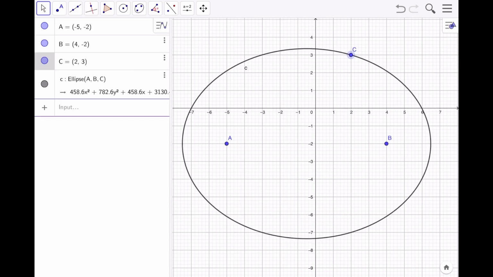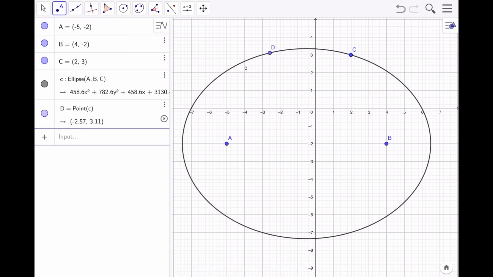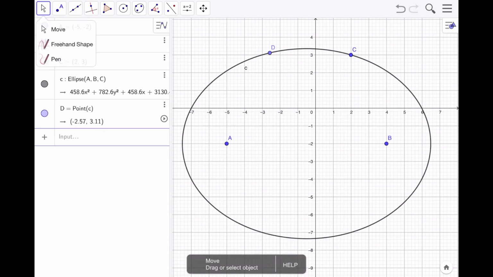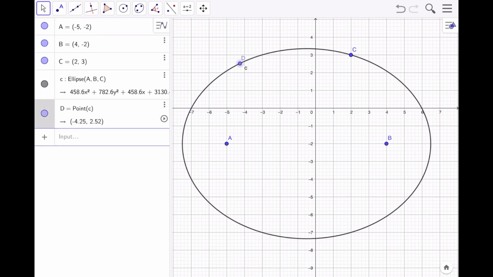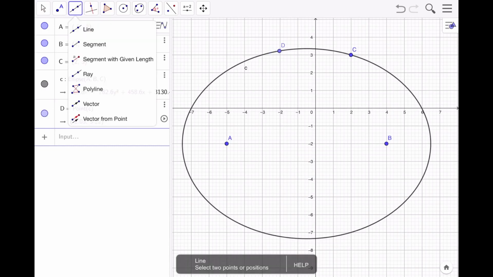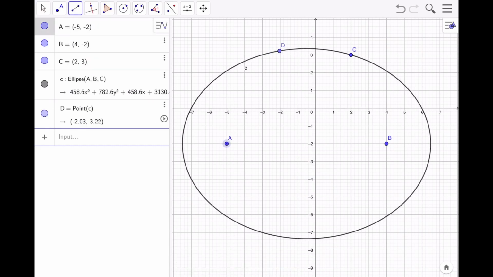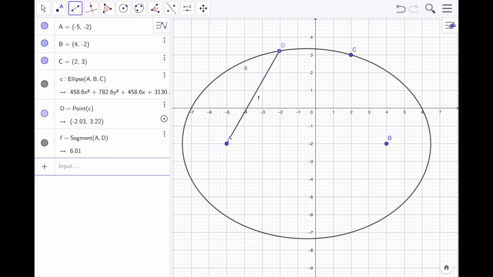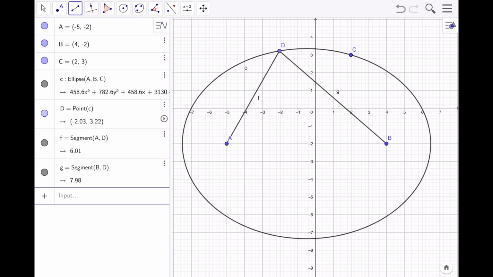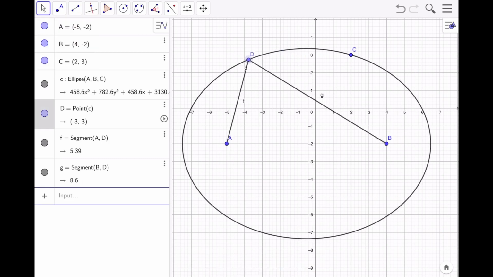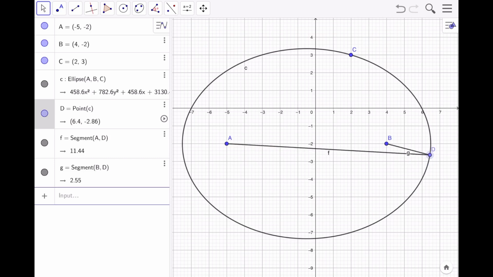and then point C is on the ellipse. I'm going to add another point that I can move around freely. So this is point D. I can move point D around freely without changing the ellipse. If I try to move C, then the ellipse changes. And so I'm going to draw line segments from the foci to D. All right, so we have these two line segments drawn. And notice again, if I move around D, these line segments are going to follow D.